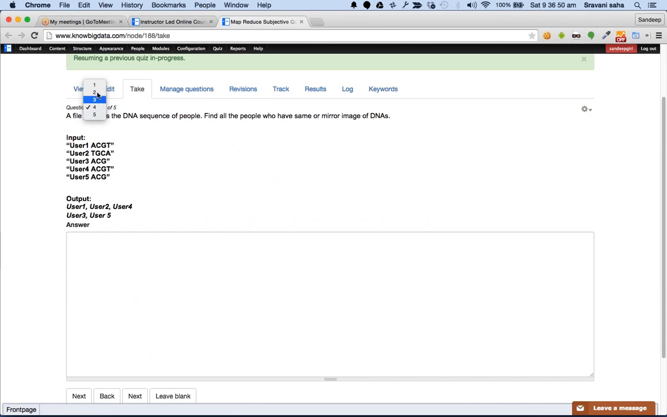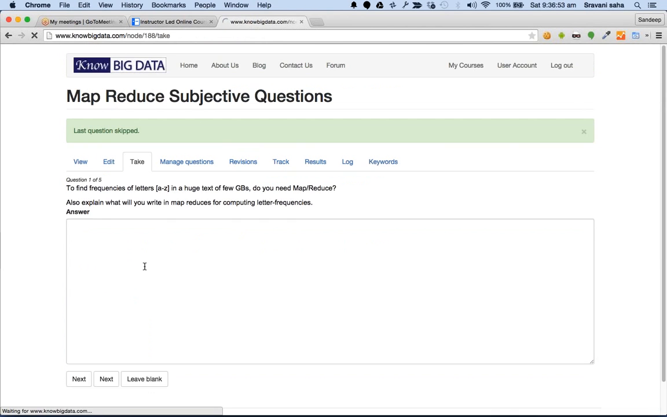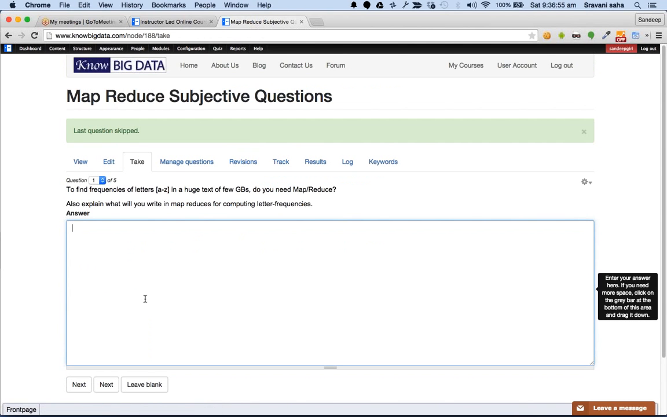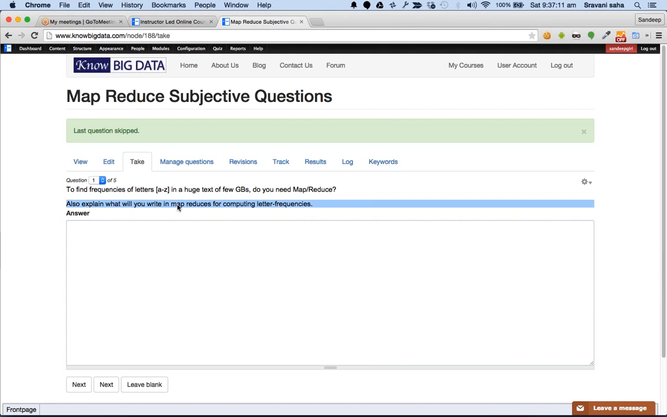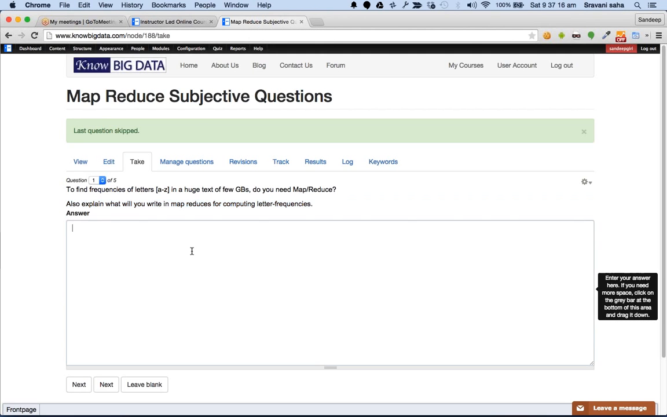Here you have to answer each one, one by one. I don't require code in this case. You just have to write a theoretical explanation, explaining why you require map and reduce, and you also have to write the MapReduce logic, what would go into the map and reduce.